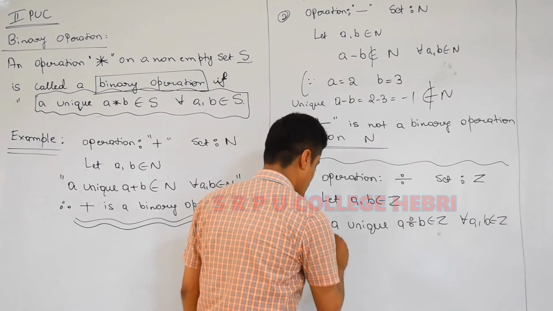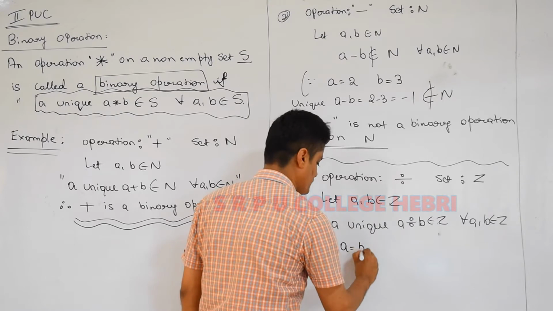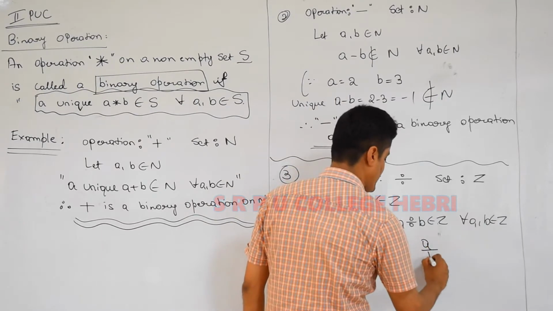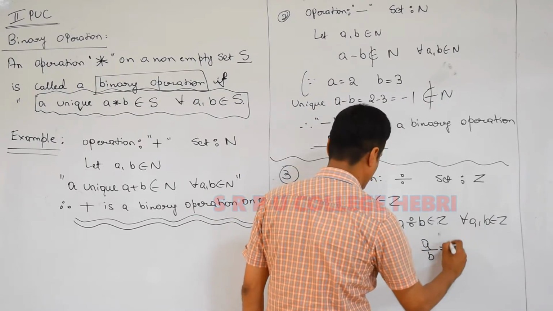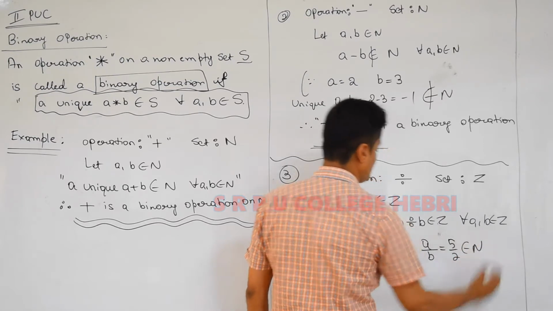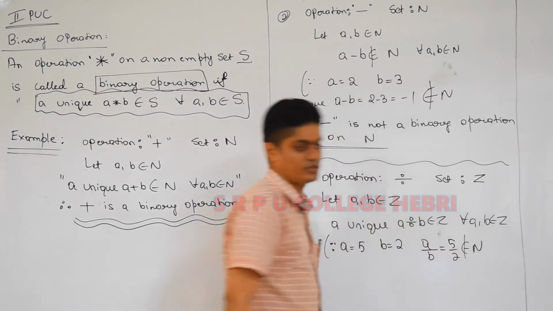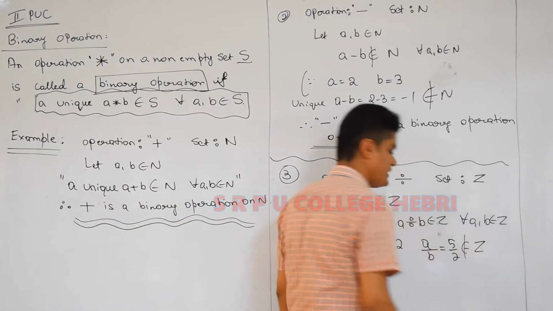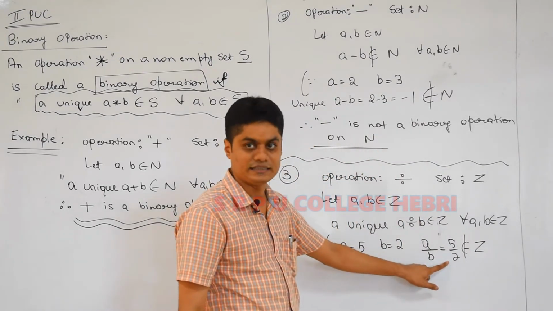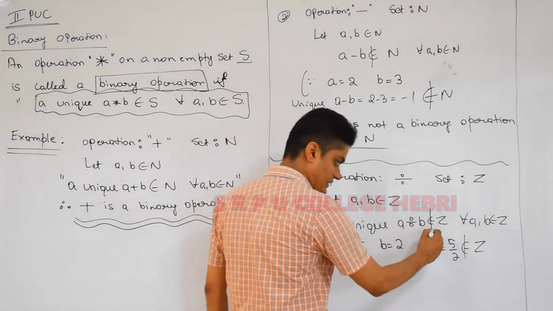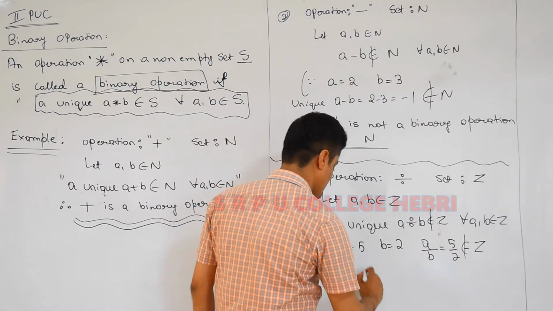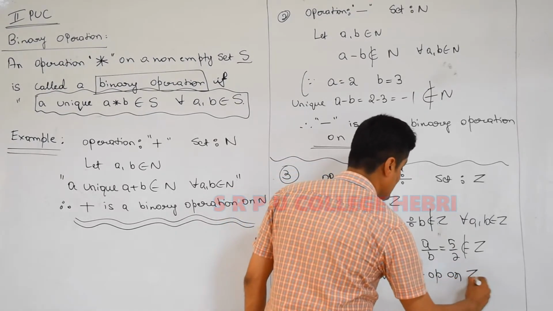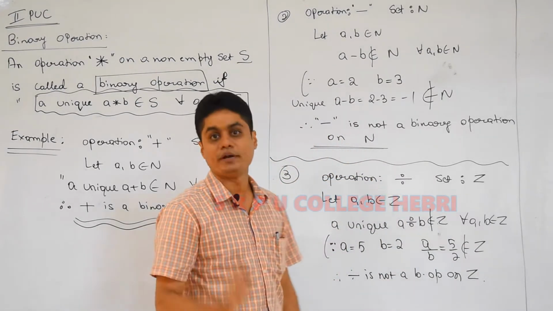Tell me one example. When a is equal to 5, b is equal to 2, what is a divided by b? 5 by 2. Is it a natural number? No, it is not a natural number. It is not an integer because this is a rational number. Since it is not an integer, this is not always true. So what is the conclusion? Division is not a binary operation on Z.